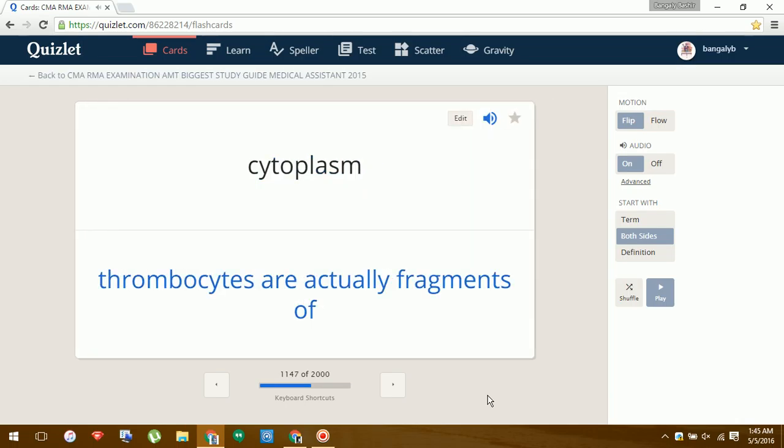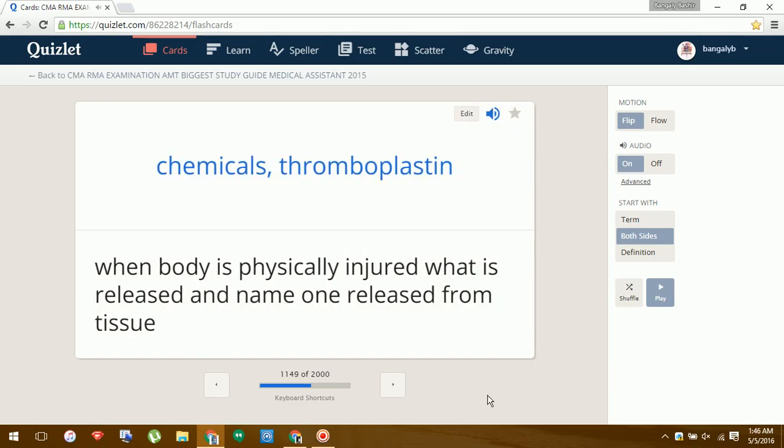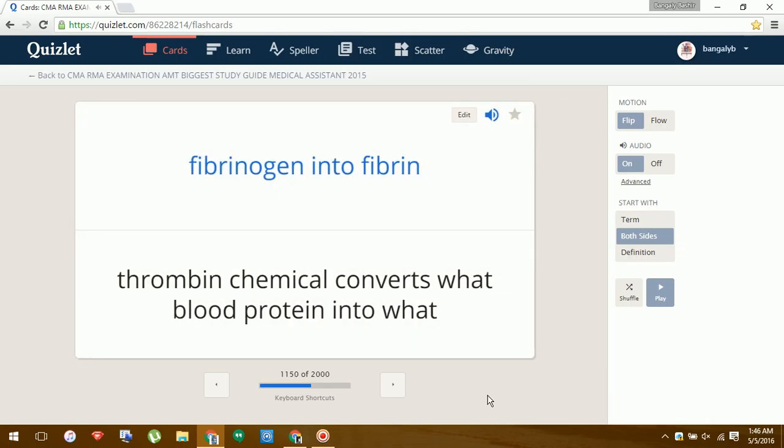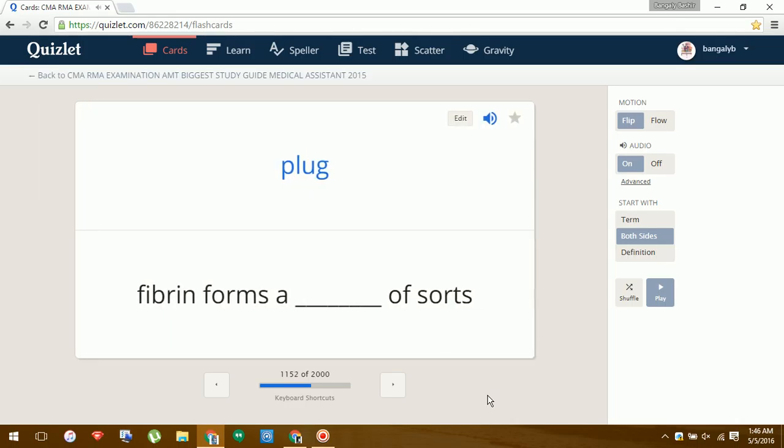Cytoplasm. Thrombocytes are actually fragments of. Coagulation. Thrombocytes are involved in the clotting of blood called. Chemicals, thromboplastin. When body is physically injured, what is released and name one released from tissue? Fibrinogen into fibrin. Thrombin chemical converts what blood protein into what? Fibrin. Stringy and traps the sticky blood cells in a web at the site of an injury. Plug.